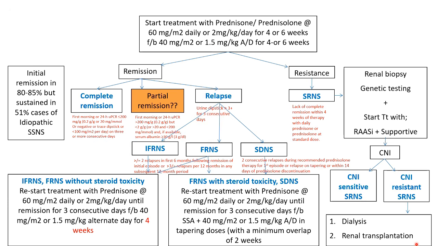That is why kidney diseases are becoming very common. We see most of the celebrities suffering from some kidney disease or other, and this is the course basically. If they are having resistance, then you go on to calcineurin inhibitors, and if resistance to calcineurin inhibitor is also seen, then you go for dialysis or renal transplantation.